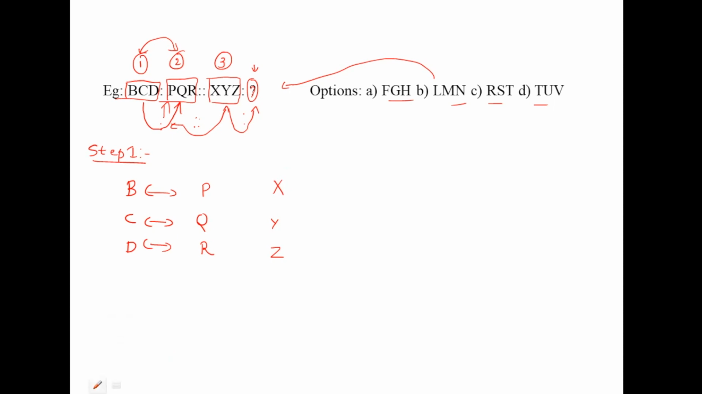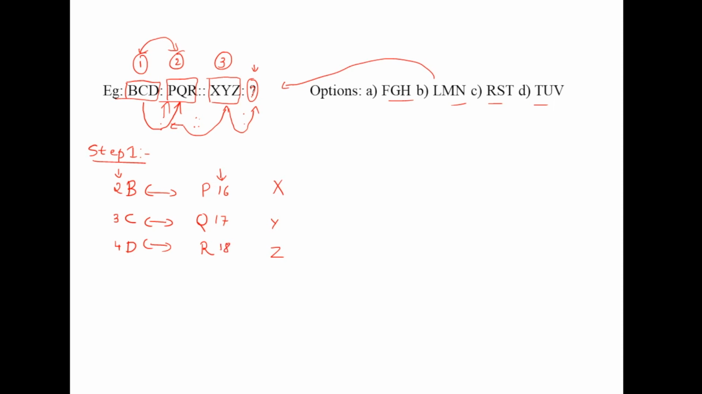Let's see what is the relationship between BCD and PQR. On the left side, I will write the positions of the letters. The position of B is 2, position of C is 3, position of D is 4. On the right side of PQR, I will write the positions. Position of P is 16, position of Q is 17, position of R is 18.